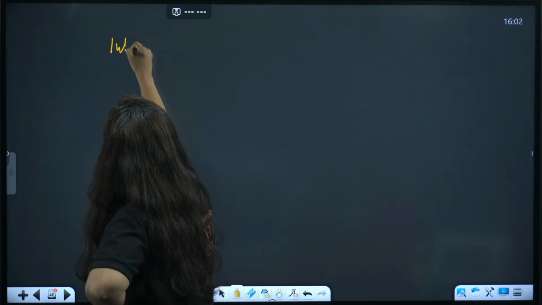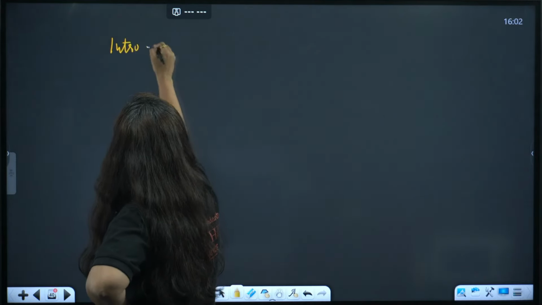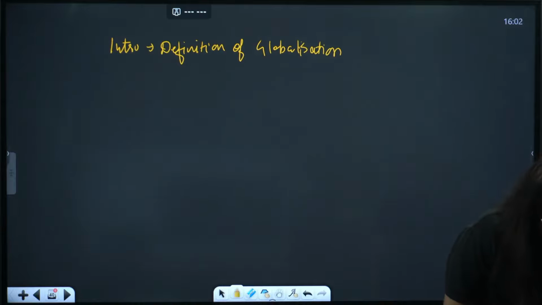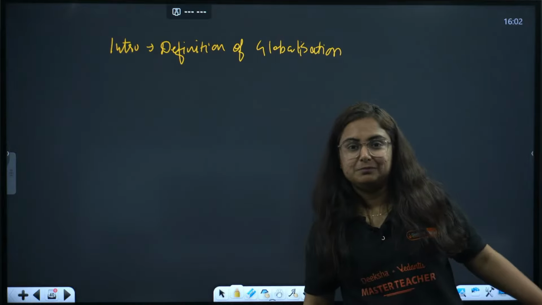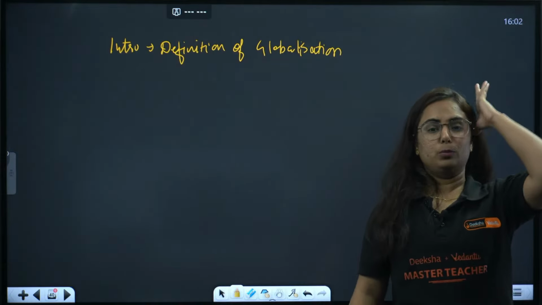In the intro, write the definition of globalization. What you are going to do, my dear students? Definition of globalization. Acha, who is going to tell me the definition? Tell me fast. Type it fast, I am waiting. What is globalization? Fast. The rapid dash and dash. Tell me. I just gave you a hint too. What is the definition of globalization?